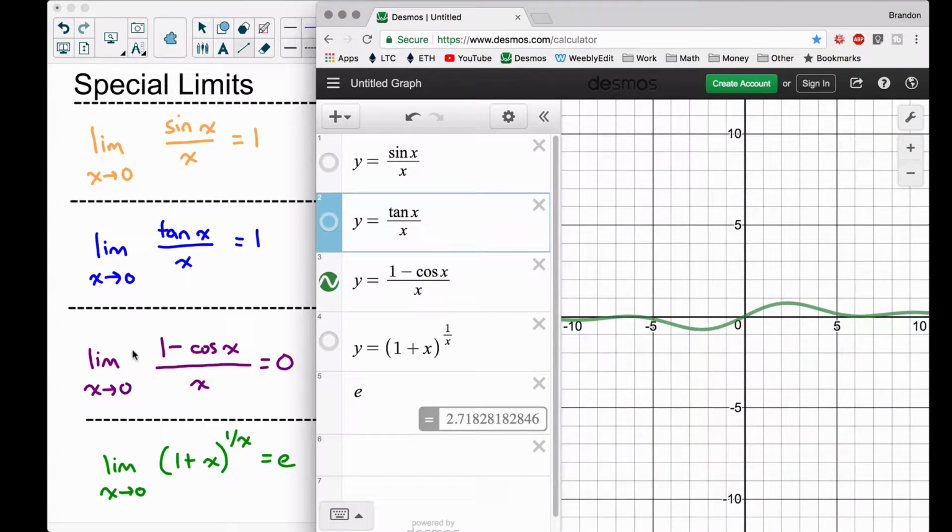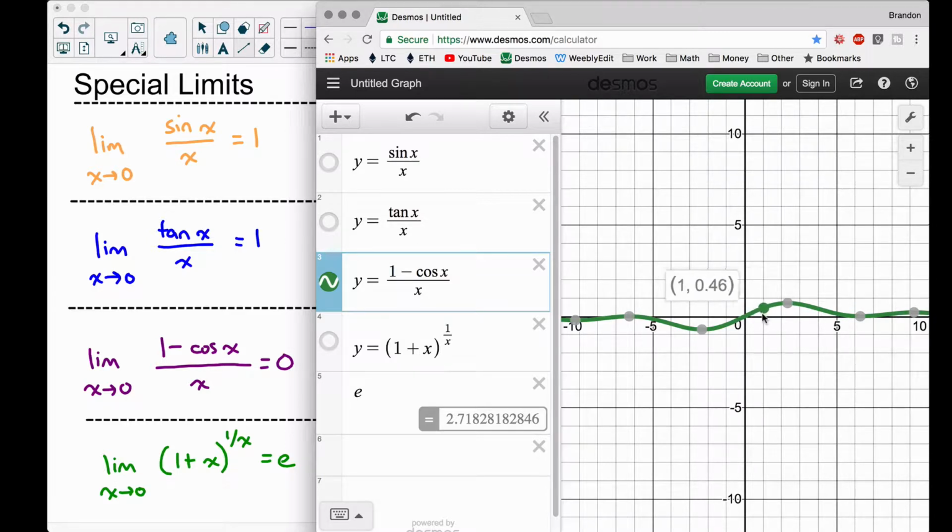This third example, the limit as x approaches 0 of 1 minus cosine of x over x, again we cannot directly substitute 0 in here because of the same reasons for the first two, but notice as we get close to an x value of 0, y is also getting close to 0. Notice that right there. X is pretty close to 0 and y is pretty close to 0 as well, but once we hit 0, notice that we have undefined. We have a hole in the graph.